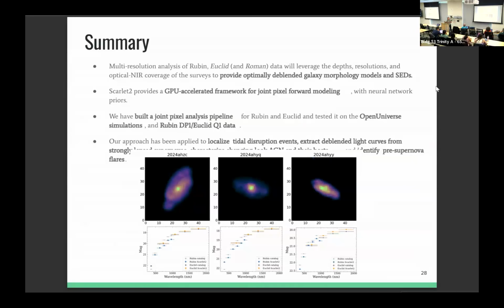If you have any thoughts on other science cases this could benefit, or what you would like to see from the level 3 joint release of these Rubin Euclid derived data products, please let me know, and I would love to chat to you further. Thank you.